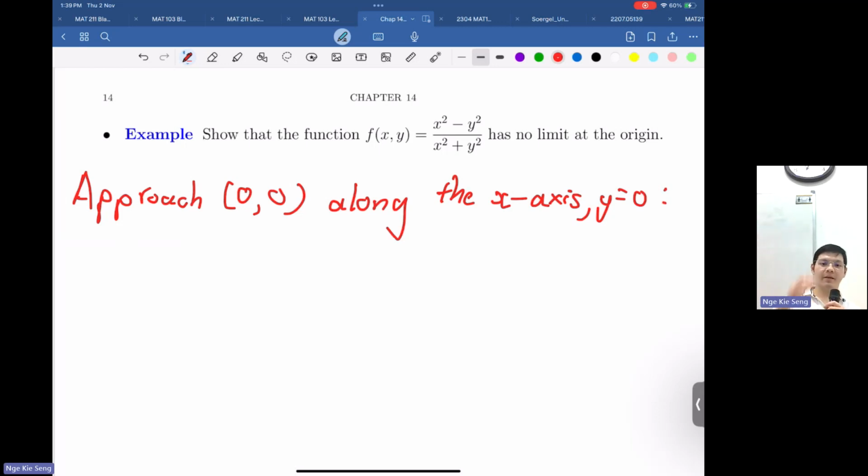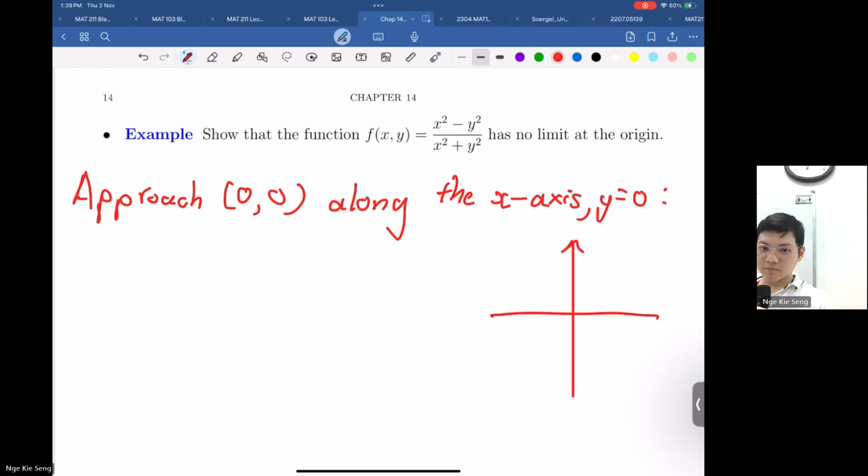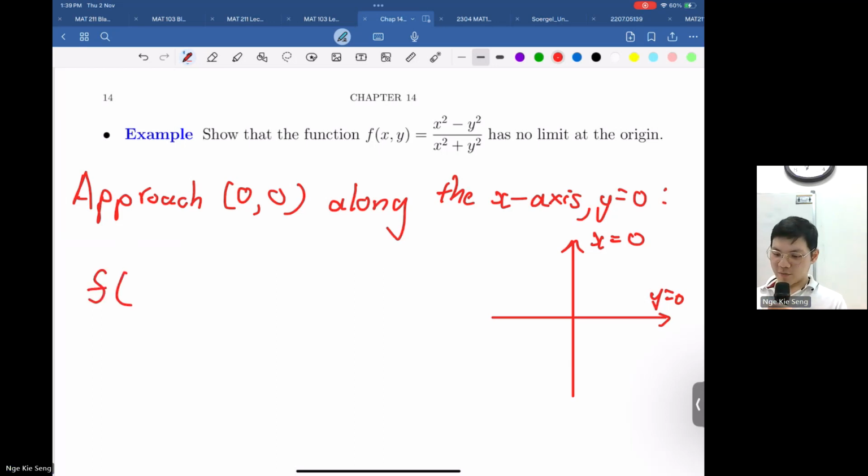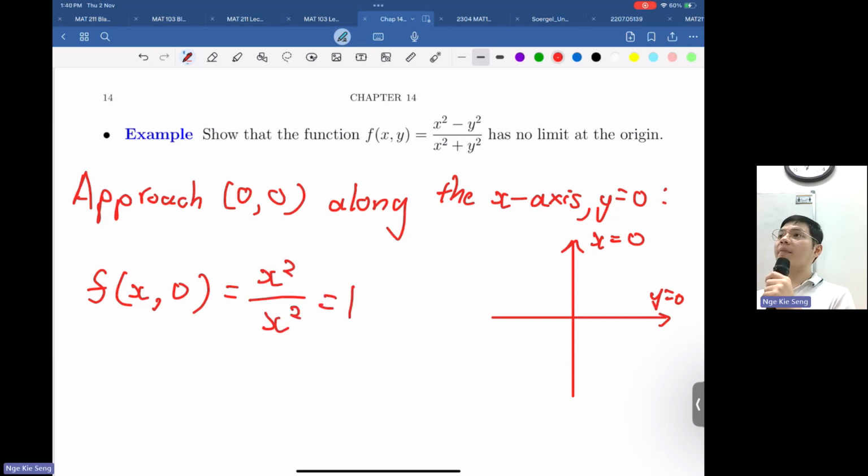So what happened here? On this line, what happened to my function? Along this line, all the points are like (x,0): (1,0), (2,0), (3,0), (4,0), (5,0). What happened to my function here? My function simplified to 1.